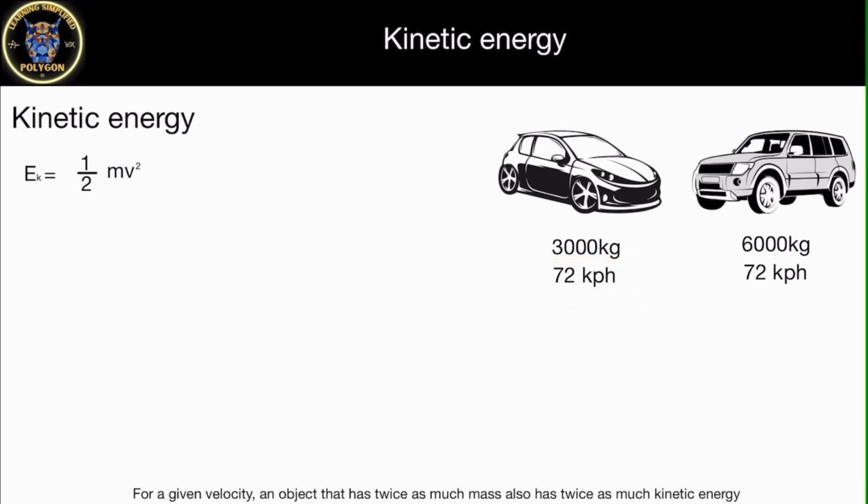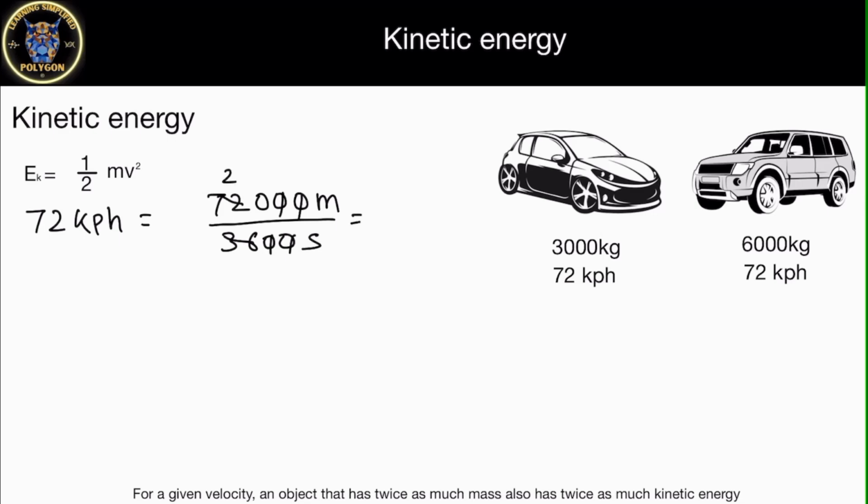The cars are moving at 72 kilometers per hour, and we know for kinetic energy we need to calculate the speed in meters per second. So let's do the conversion. We know 72 kilometers per hour is 72,000 meters, and 1 hour is 3,600 seconds, as 1 hour has 60 minutes, and every minute has 60 seconds, so 1 hour is 3,600 seconds. So we divide 72,000 by 3,600, and that comes out to 20 meters per second.